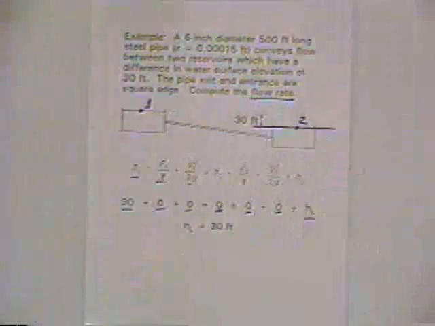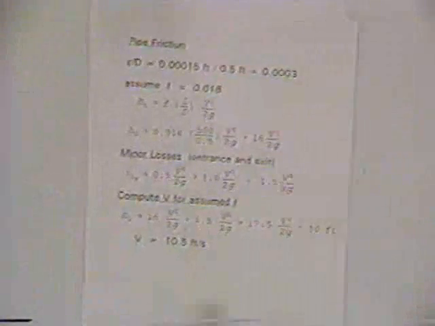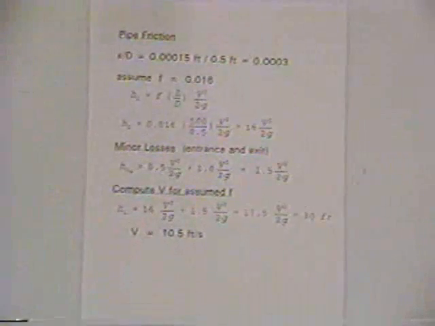Okay, so if the head loss is equal to 30 feet, what we've got to do is write a head loss expression, because what we're actually trying to compute is the flow rate. And we'll recognize that the head losses are in two forms. The pipe friction, which is represented by the Darcy-Weisbach equation, and then the minor losses, which in this problem is just an entrance and an exit, which is fortunate because our table just has entrances and exits. It doesn't have anything for valves and other fittings.